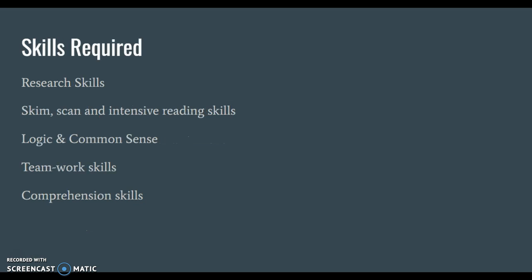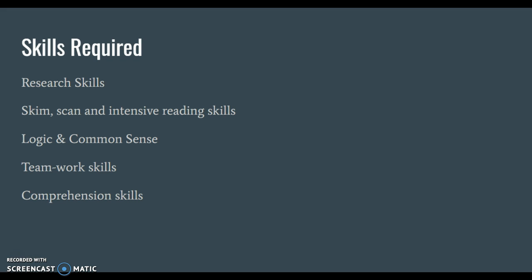The skills required are basic research skills, aka using a library or a computer, which all of them do because we're a technology-based school; being able to skim, to get the gist of an article, to see if it's what they need to read; scanning for particular evidence or facts that they can use to help their argument; and intensive reading skills to understand a bigger picture of something.